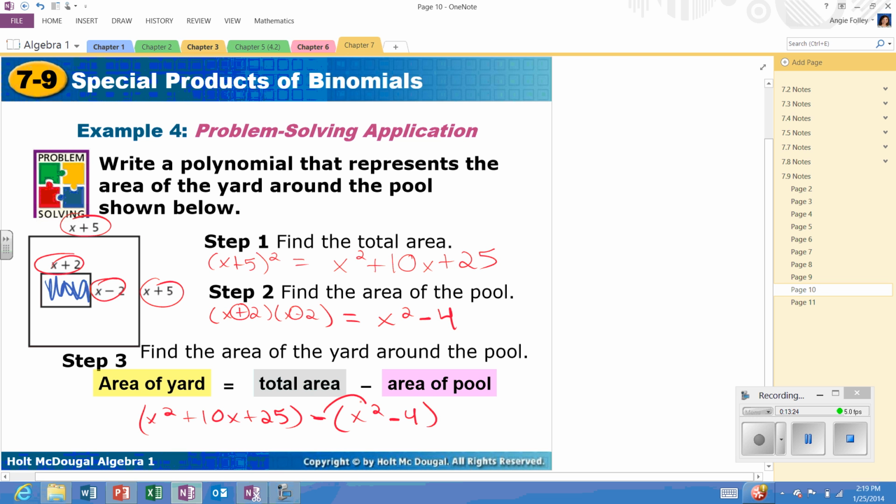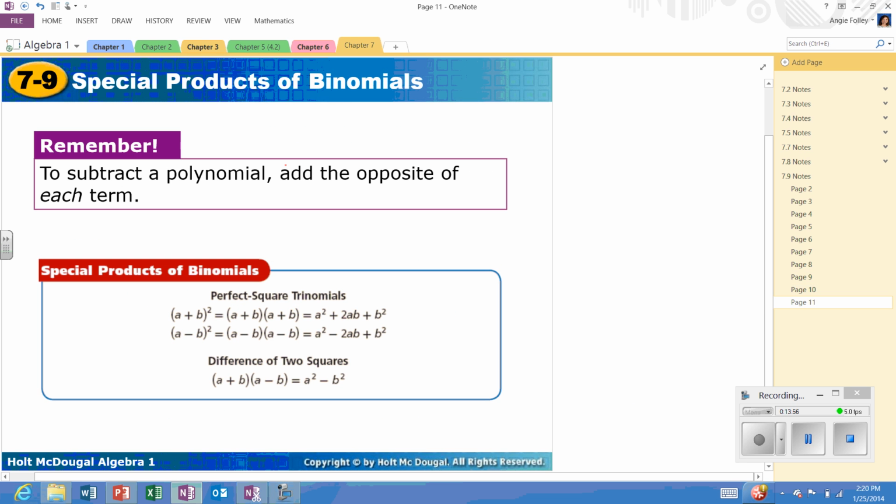Okay, so this has to get distributed, remember, so it becomes minus x squared plus 4. I'm going to rewrite this out. Okay, now I'm going to combine like terms. My minus x squared and my positive x squared cancel. So I have 10x, 25, and a minus 4, or positive 4, sorry. That became positive 4. So I have 29 plus 10x, or 10x plus 29, whichever order you want to write it in. So just note again, remember to subtract a polynomial, you're doing the opposite sign.